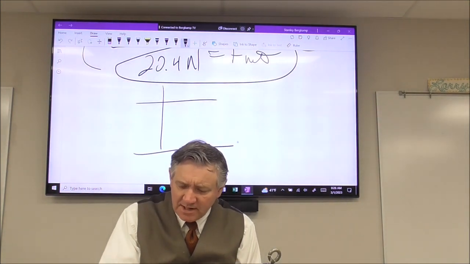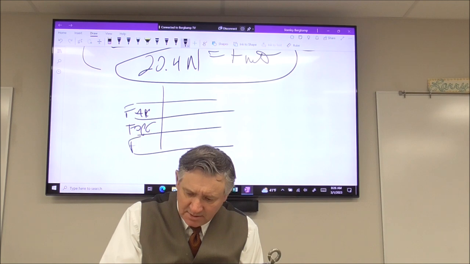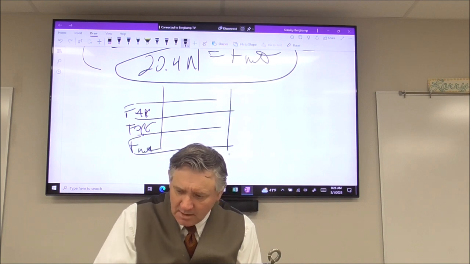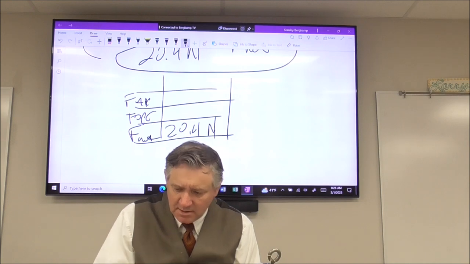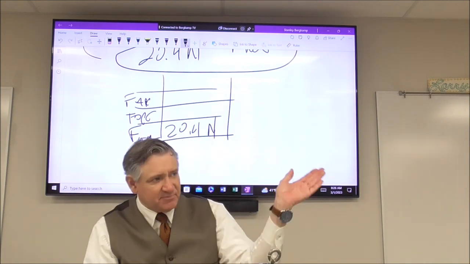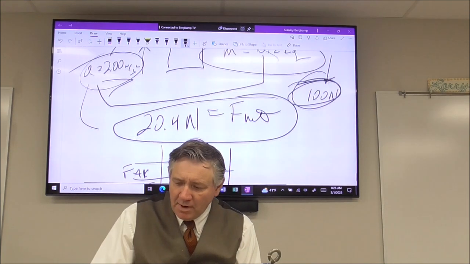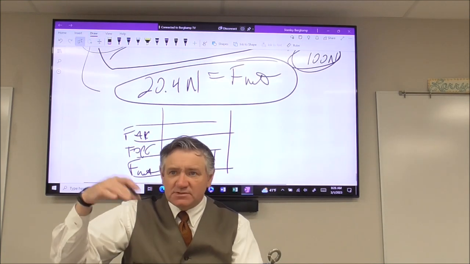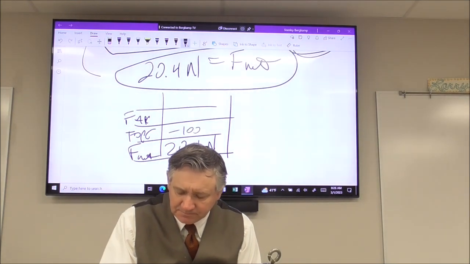If you're a chart kind of person, Ms. Burkamp, I live for charts. So: force applied, force opposing, force net. That 20.4 newtons is my net force, mass times acceleration. My opposing force is going to be 100 newtons because that's the weight of the elevator, so that's going to be negative 100.